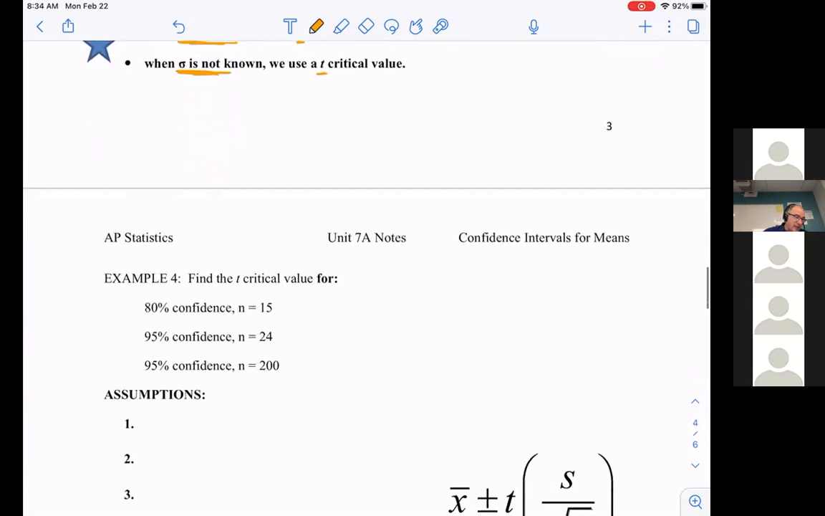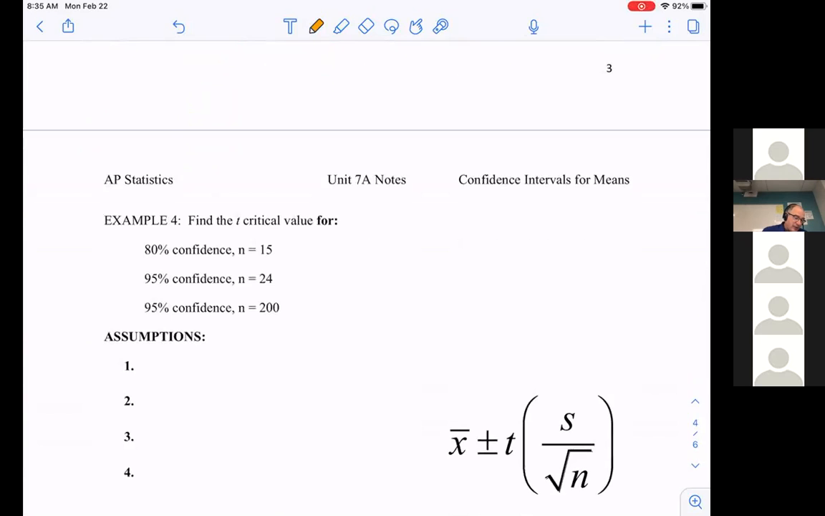So find the T critical value for 80% confidence, n equals 15. So let's talk about if we draw ourselves a picture, the picture is still going to be the same thing. I want to be 80% confident. So I know that in here is going to be my 80%. Okay. So that means that down here, we are worried about this area here, which means that I have 10% left over.